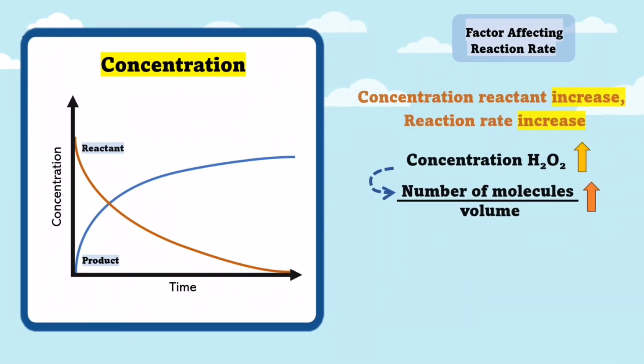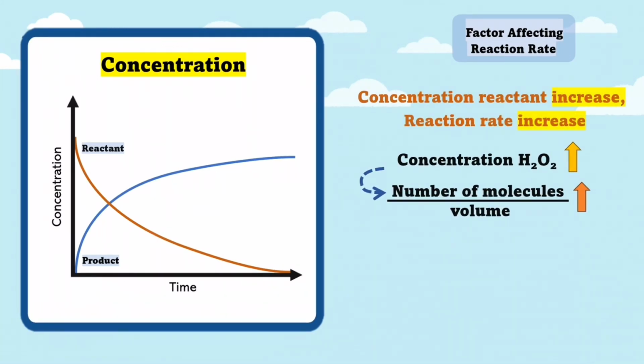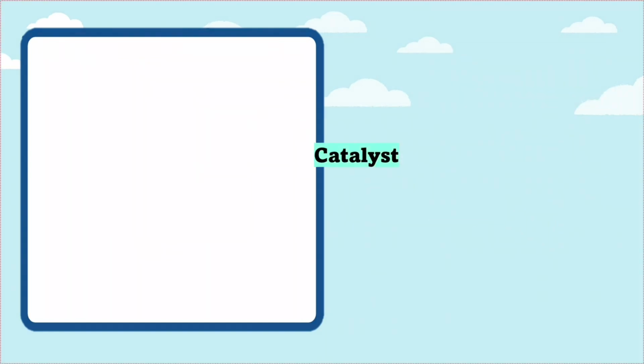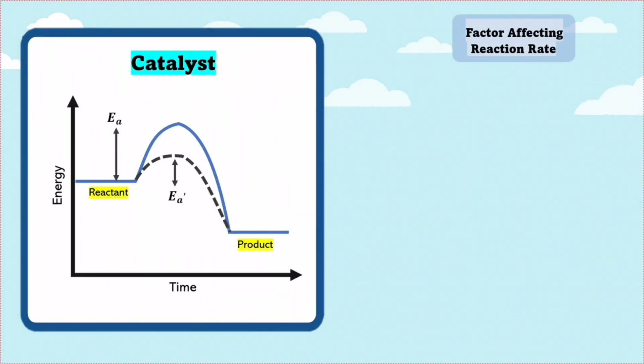When the concentration of hydrogen peroxide increases, the number of molecules per unit volume will increase, which eventually increases the frequency of collision between molecules as well as the frequency of effective collision between molecules, and hence, the rate of reaction will increase. Platinum has been chosen as the catalyst to use in the drone due to its efficiency.